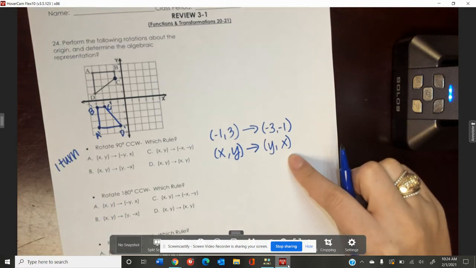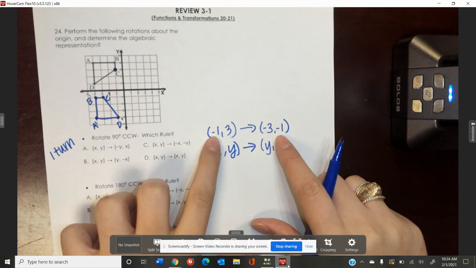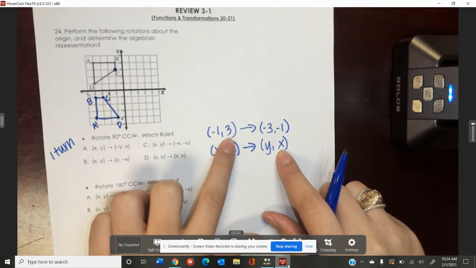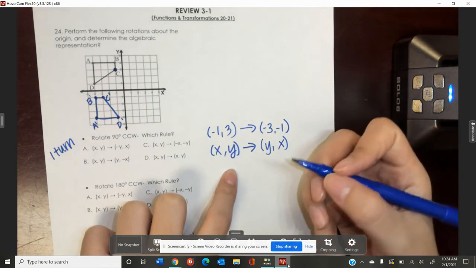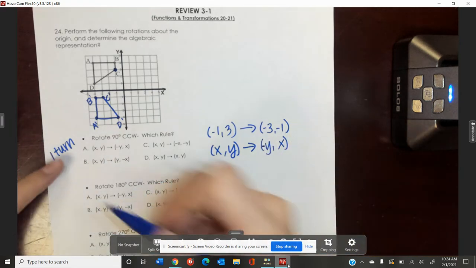Now, this isn't my final answer. I still need to see what stayed the same and what changed. So if I went from a -1 to a -1, that means my X value stays the same, but my Y value, I went from a 3 to a -3. So that shows change, and we represent change with a negative. So here my rule is going to be A.